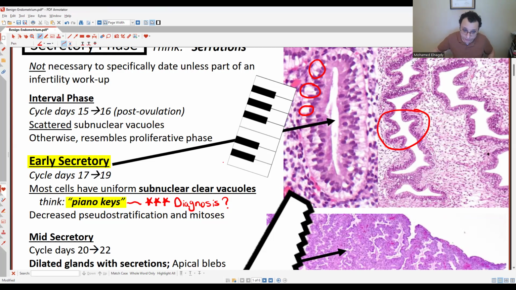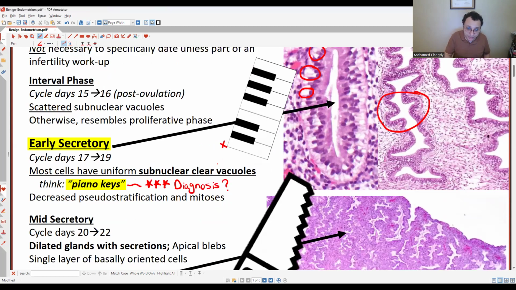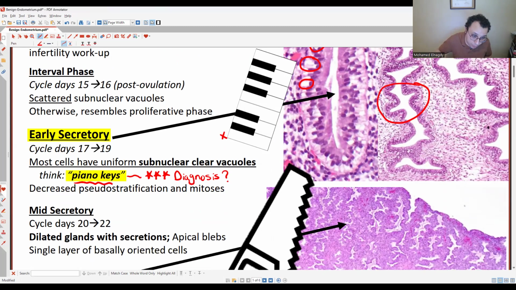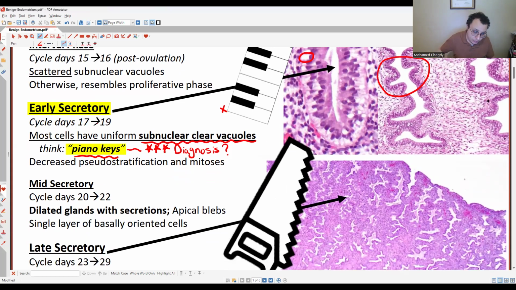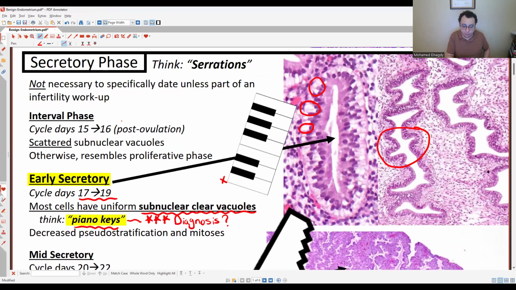I love this metaphor. They say it looks like piano keys, and it does. It really looks like piano keys. So piano keys is a very, very important picture for your boards, in which there is an early secretion accumulating in the subnuclear area of the cells lining the endometrial glands. So subnuclear clear vacuoles. And this starts from day 17 to day 19 approximately.